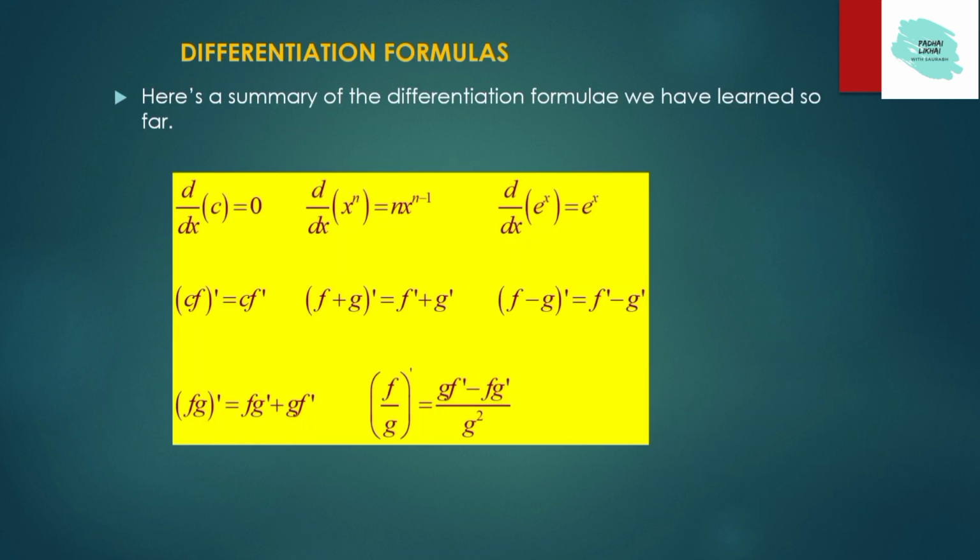Okay, here is a summary of the formulas we have already read. That is, differentiation of a constant term is 0. This is the power rule. This is the differentiation of e to the power x. How a constant term comes out from the differentiation. Okay, and the product rule and quotient rule. So you have to remember these forms.